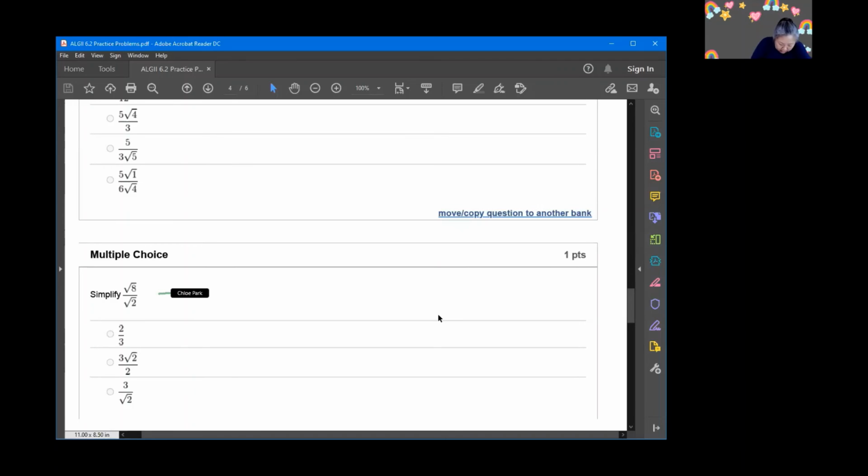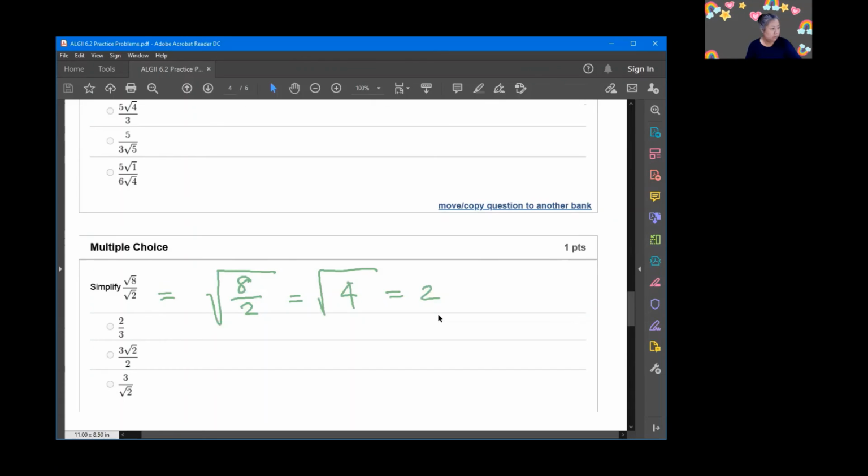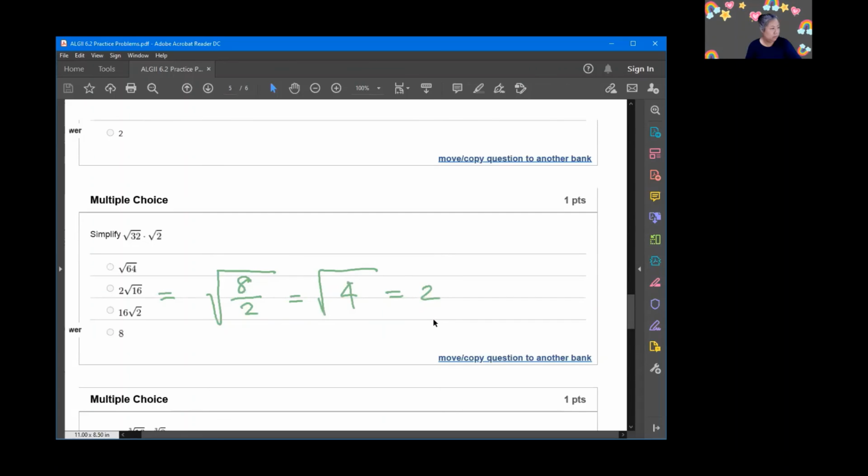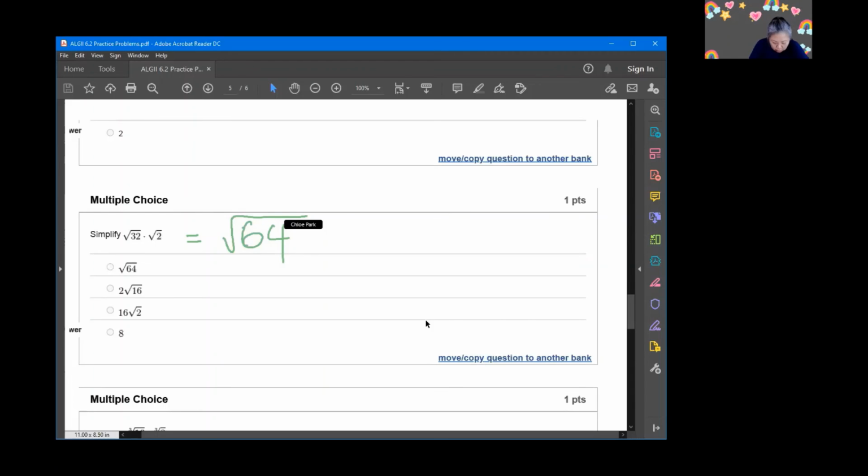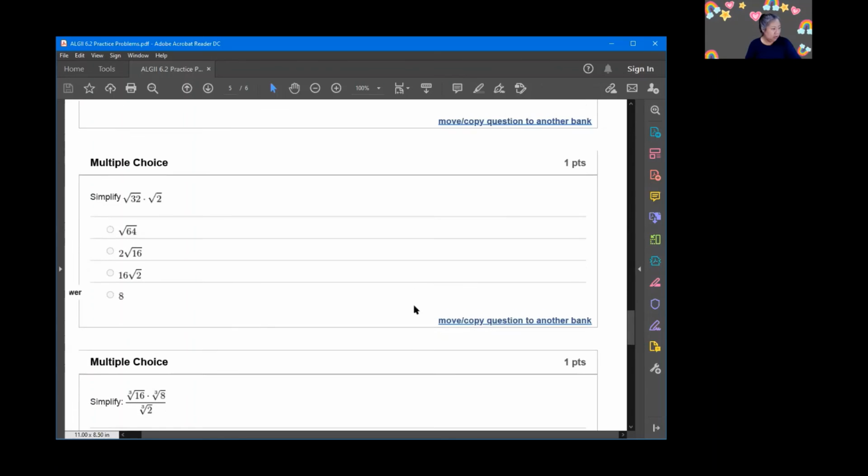Now, this can be square root. Under the square root, it's 8 over 2. And then square root of 4, and then it's going to be 2. That's simple. Then this could be under square root: 32 times 2 is 64. And notice 64 is a perfect square number. So it comes out as 8 right here. Okay, it's easy. The next one.